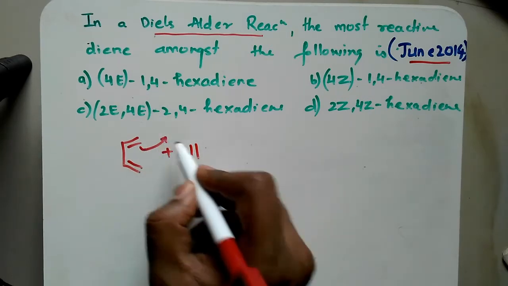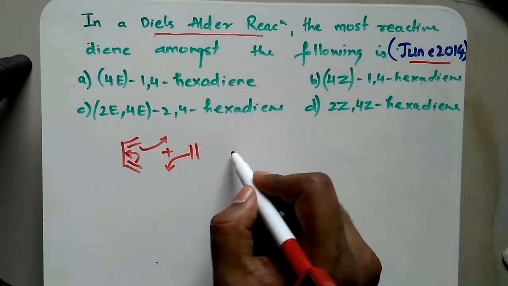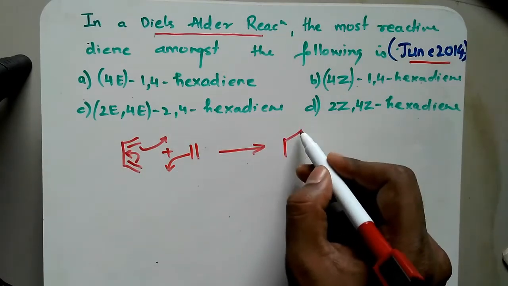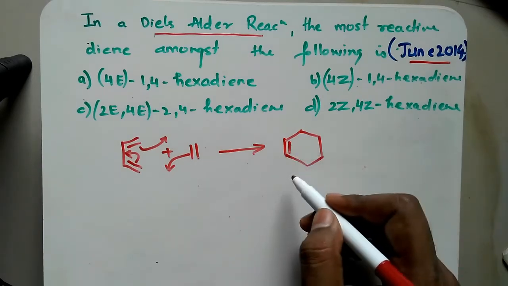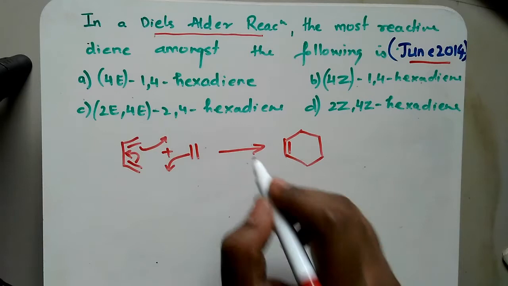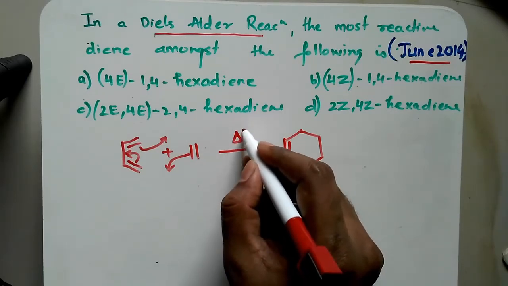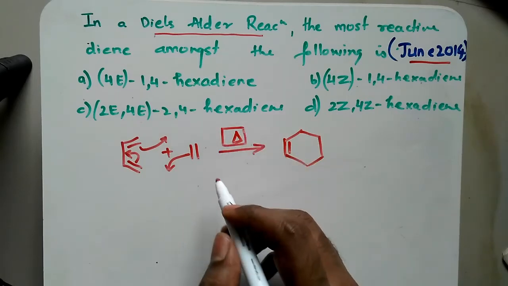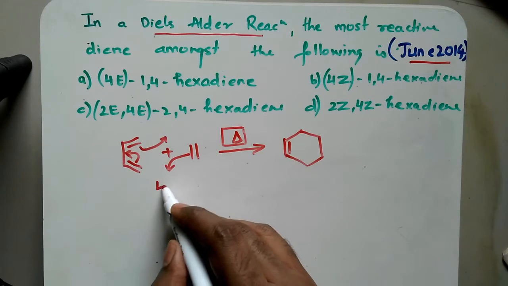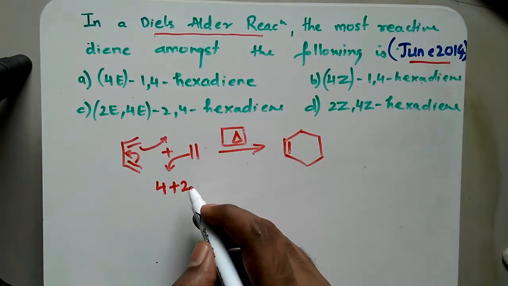So this double bond falls here, this double bond falls here, and this double bond will fall here, leading to the formation of this product. Only one double bond will remain. This is called the Diels Alder reaction. And remember, the Diels Alder reaction is allowed only thermally, and photochemically it is not allowed. This is an example of a 4+2 cycloaddition reaction.